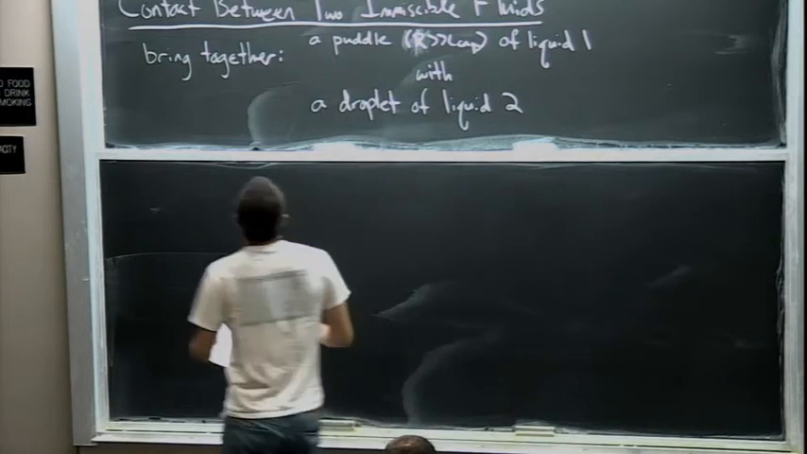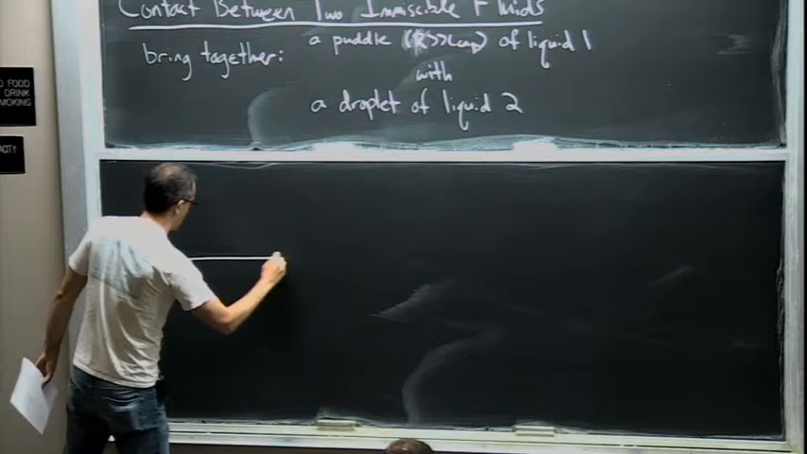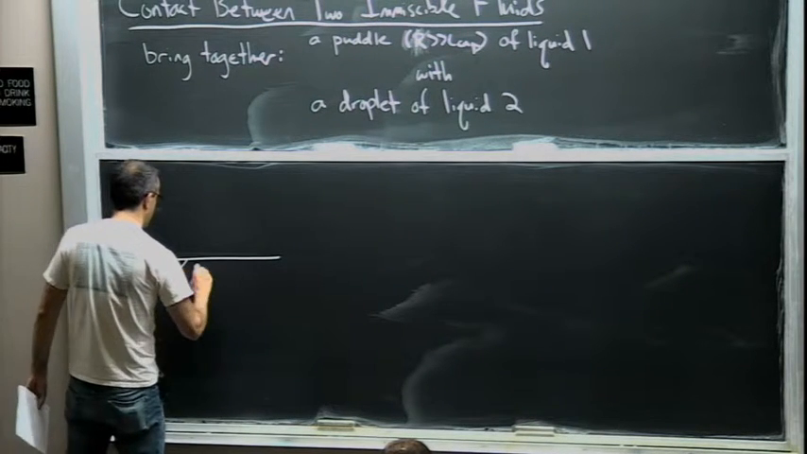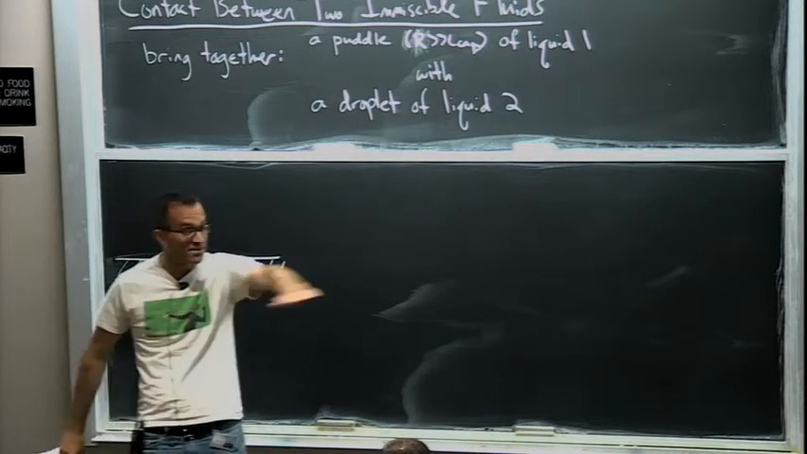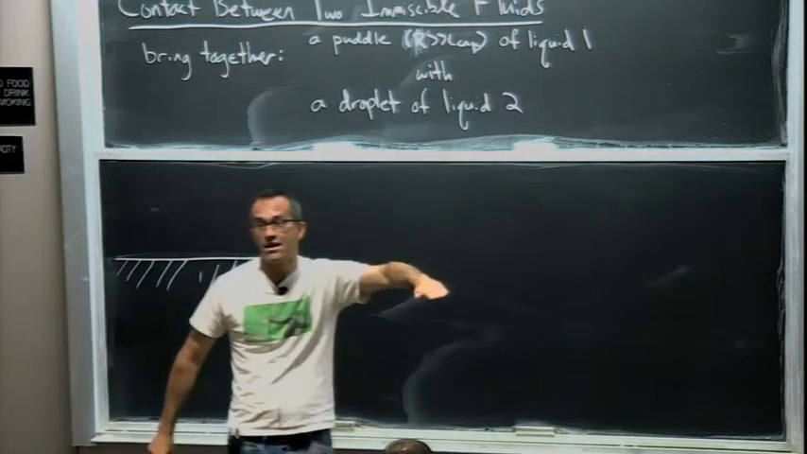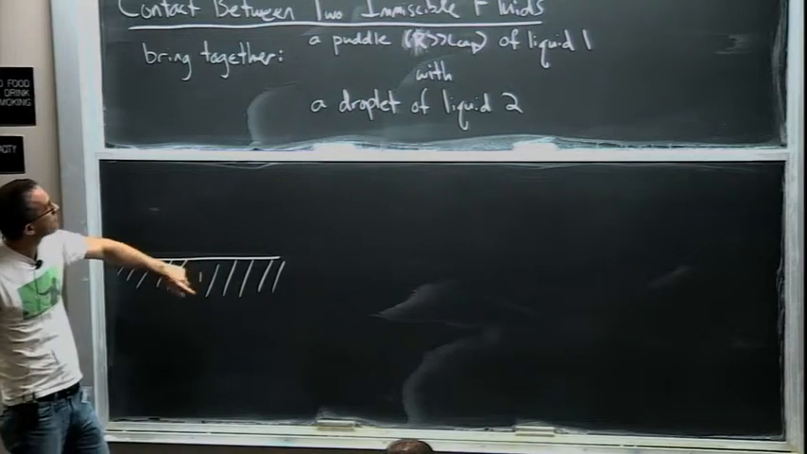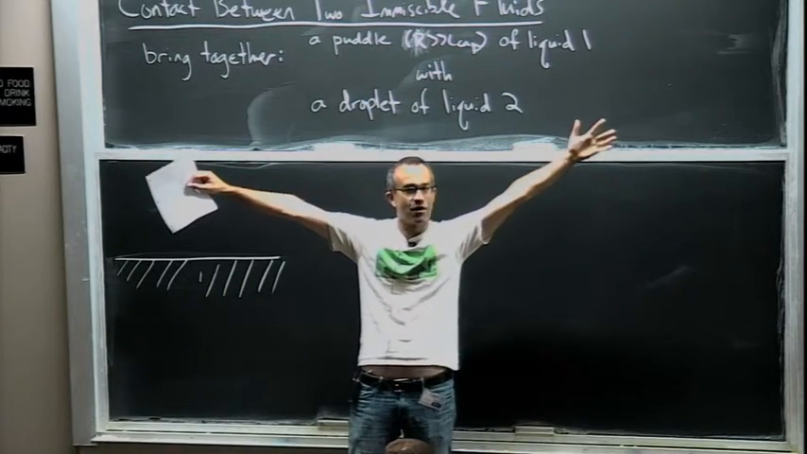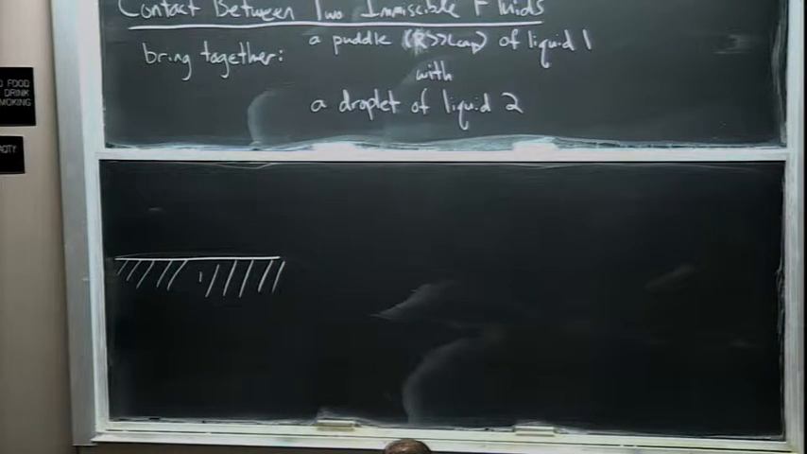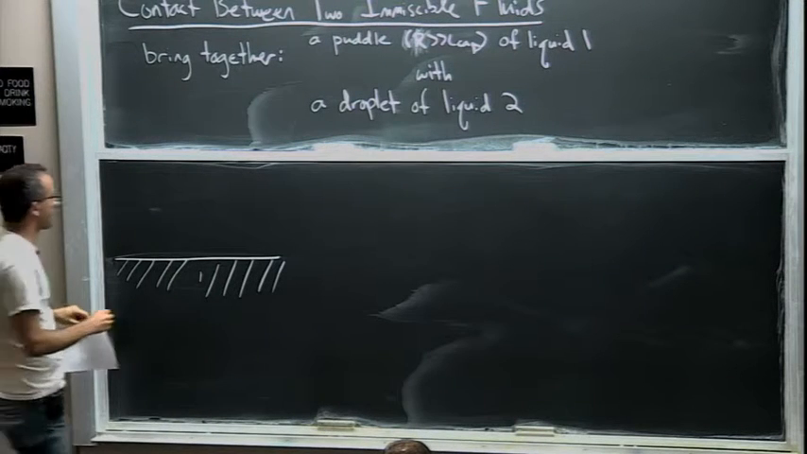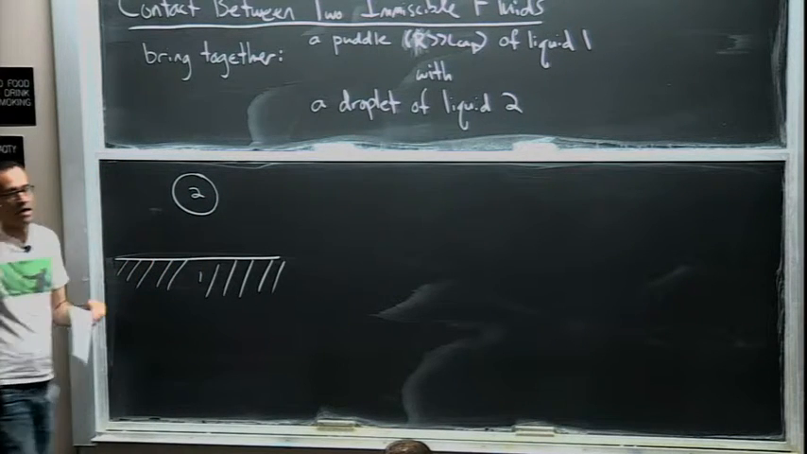Okay, great. So what we're going to do is bring together a puddle of liquid 1. Here is a puddle of liquid 1. If it's a puddle, what I mean by that is the interface is flat. And in order for the interface to be flat, gravity has to dominate, which means the droplet that this puddle came from had some radius much bigger than what we called the capillary length yesterday, which was a function of the surface tension, the density, and the acceleration due to gravity. Okay, we have a puddle, and now we have another droplet of a different fluid, an immiscible fluid.